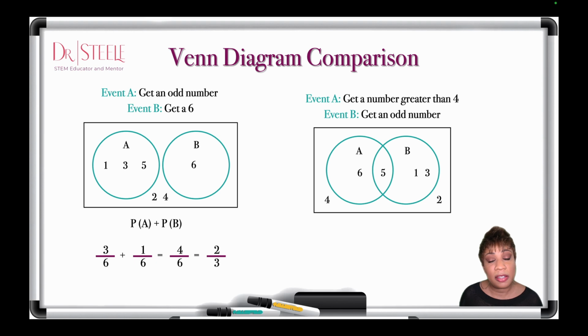Now, let's look at the other one. We have the event A is getting a number greater than 4. So in A, we have both 5 and 6. And then event B is getting an odd number. So we have 1, 3, and 5.